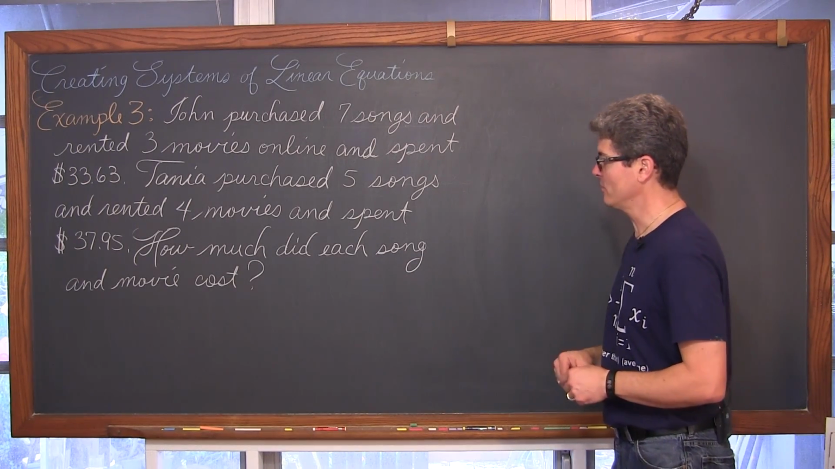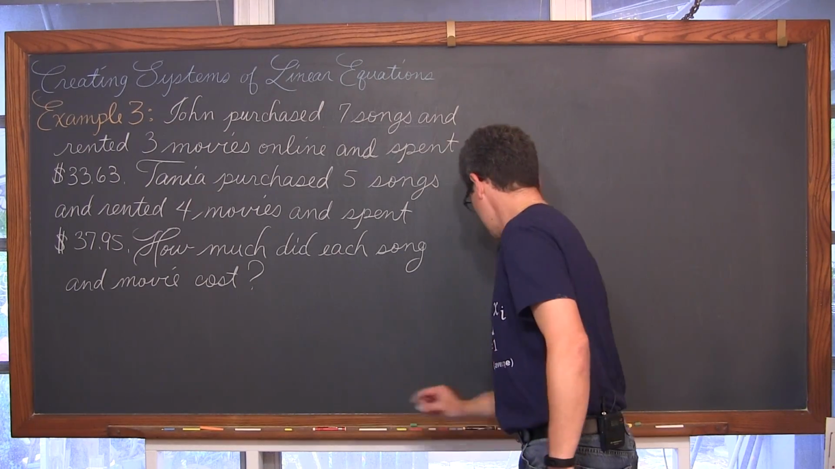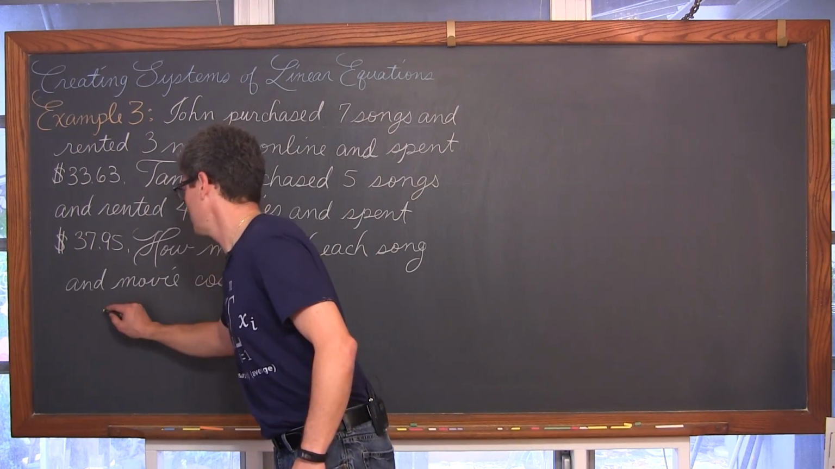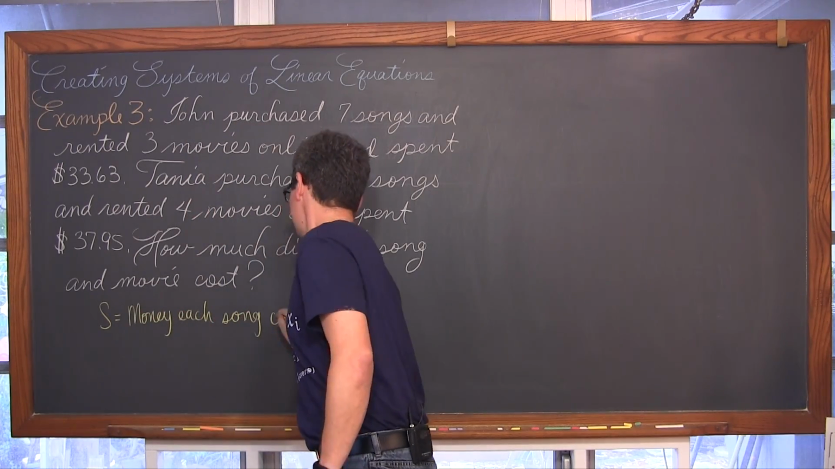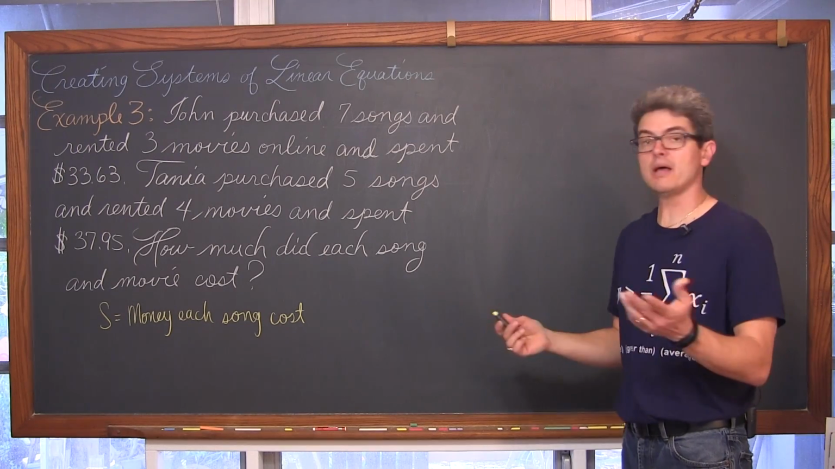So how much did each song and movie cost? Well, let's again, as much as I don't really like to use S as a variable, because it looks like a 5 to me, S equals the amount of money each song cost, and let's just say M for movie.